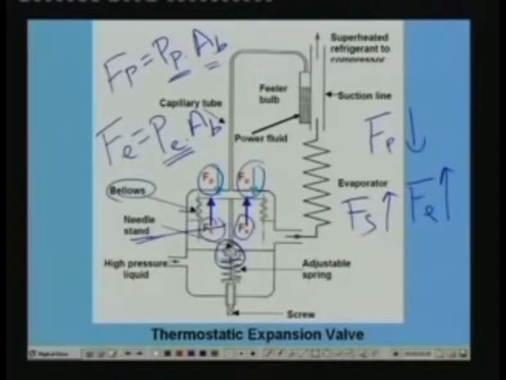which in turn decides the refrigerant flow rate. Okay, so this is the construction, and you can see that there is an adjustable screw here, and using the screw you can adjust the stiffness of the spring. That means you can adjust the force exerted by the spring, okay, by turning the screw.